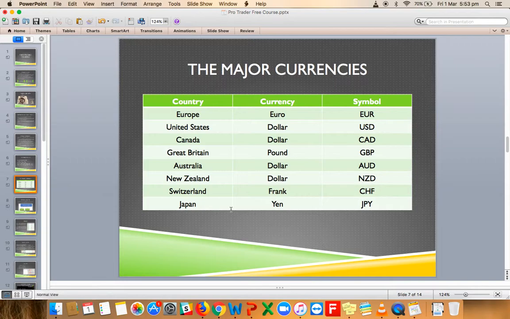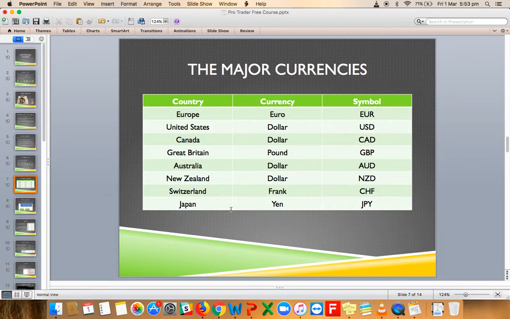Now, the major currencies traded in this market will be those from the very powerful economies of the world. Regions like Europe, United States, Canada, Great Britain, Australia, New Zealand, Switzerland, and Japan. These currencies are heavily traded because they are major economies of the world. You have euro, dollar, pound, franc, yen. And you can see the abbreviations there: EUR, USD, CAD, GBP, AUD, NZD, CHF, and JPY.